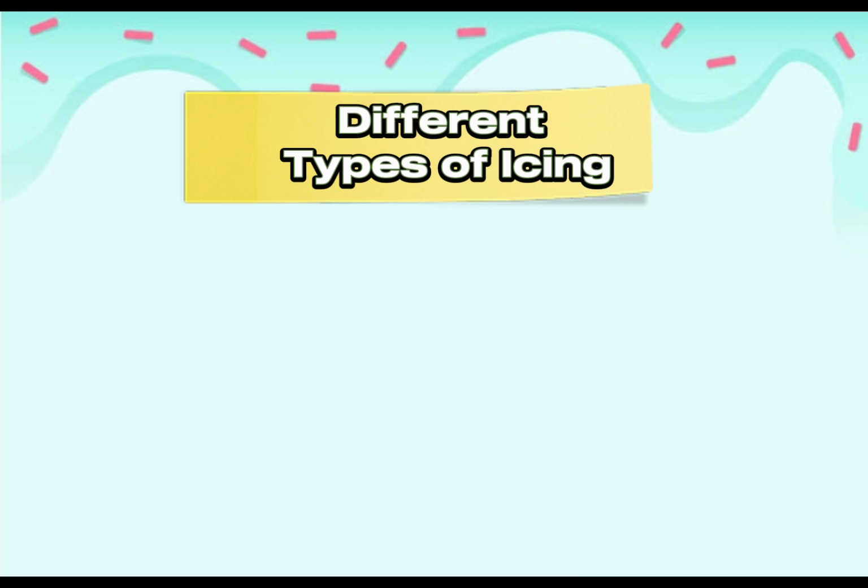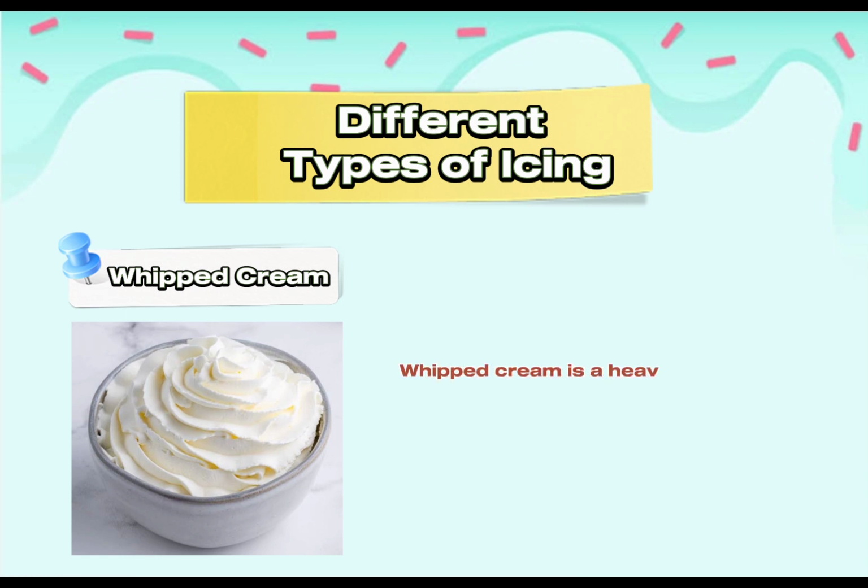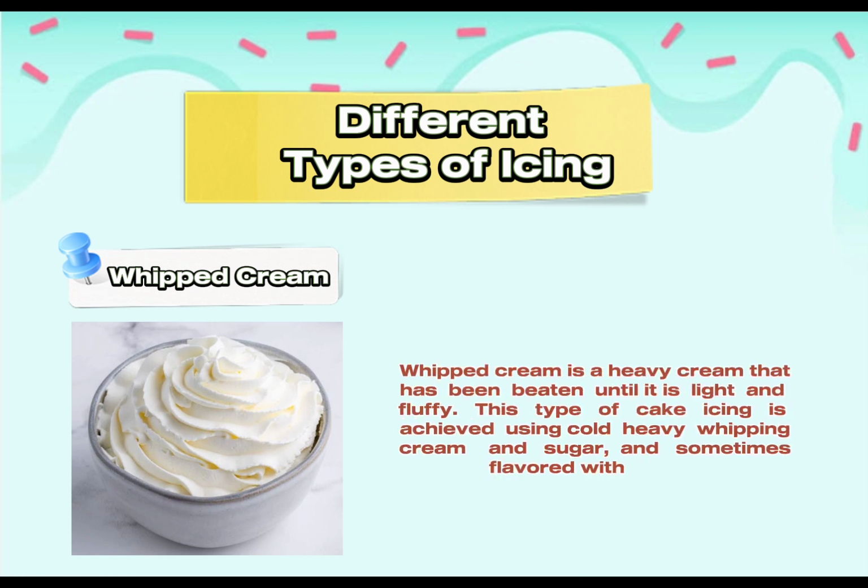So the second one we have is whipped cream. Whipped cream is a heavy cream that has been beaten until it is light and fluffy. This type of cake icing is achieved using cold heavy whipping cream and sugar and sometimes flavored with vanilla. Perhaps more than anything else, what makes whipped cream unique is its texture. It forms soft, light peaks that are higher than many dairy products. This is because it is made with heavy cream, which has a higher butterfat content.